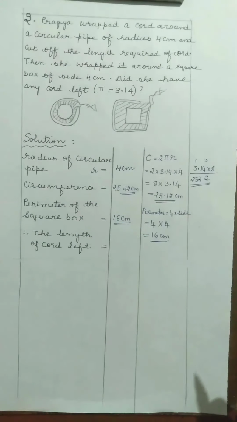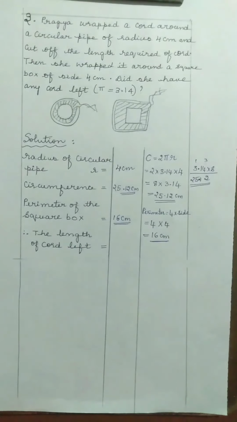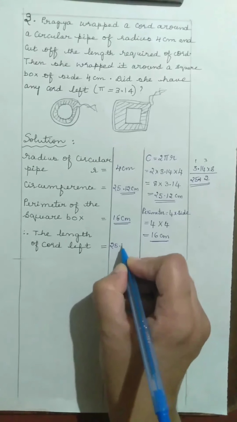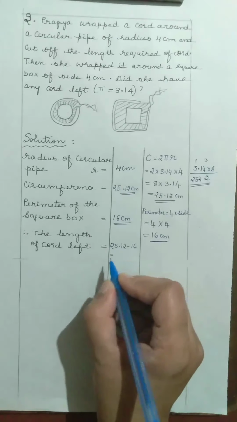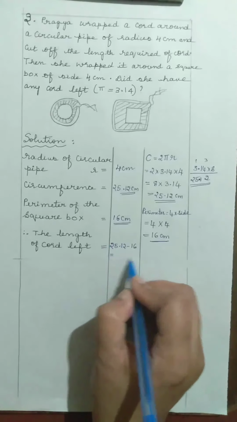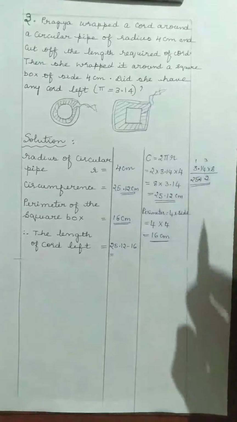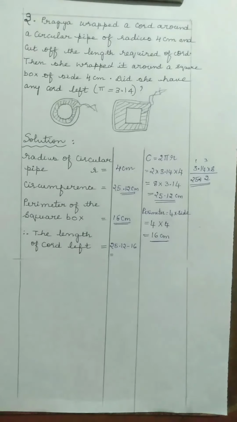So now, to find out the length of the cord left, we need to check whether, while wrapping onto the square box, any cord has been left out. To find this out, children, we shall subtract the bigger value, 25.12 minus 16. This answer will tell us how much measurement of cord has been left out while wrapping around the square box.